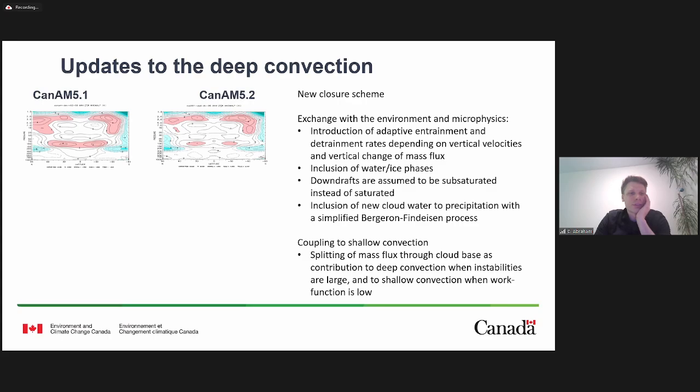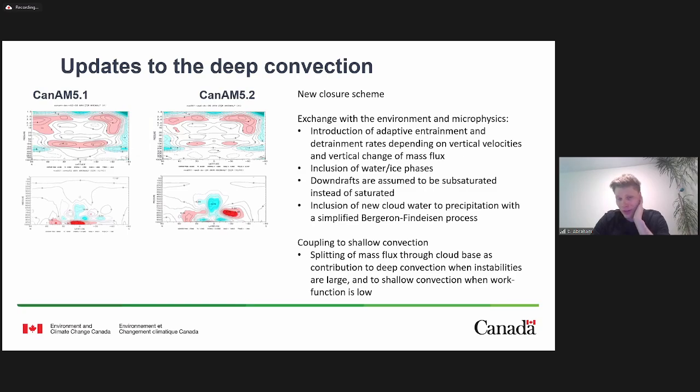If we look again at the cross-section of temperature, I would like to draw your attention to the warm bias that we usually had near the tropopause, around 100 hectopascals. Just putting in the new deep convection code, you can see that we can reduce this bias substantially, and the new deep convective code in its current version is also able to export more moisture into the troposphere and then diffuse it more within the troposphere.